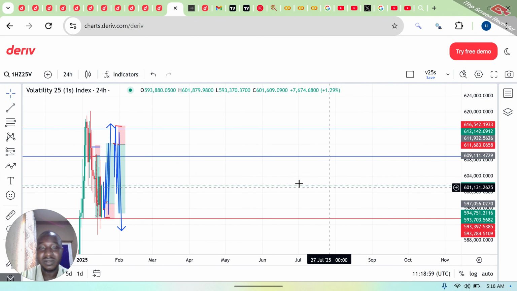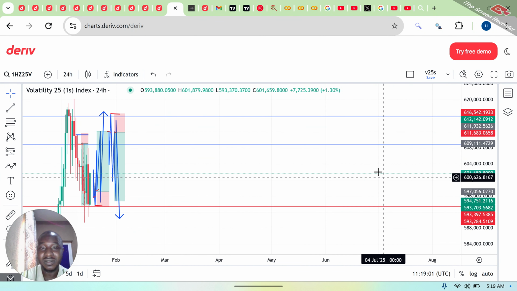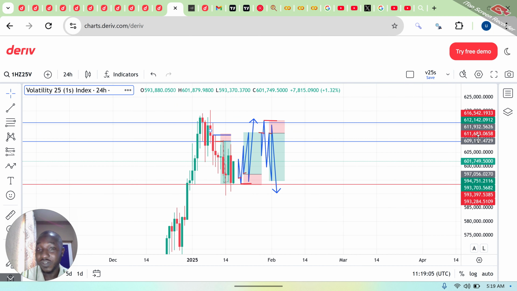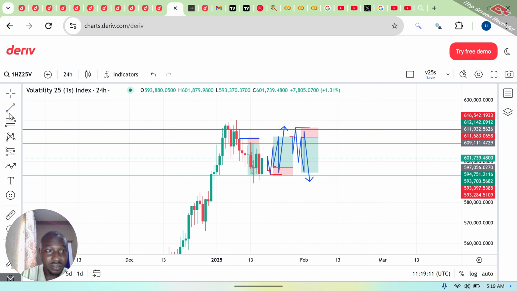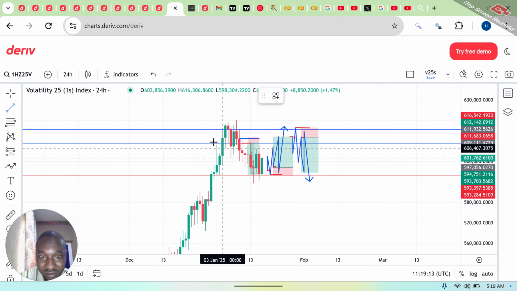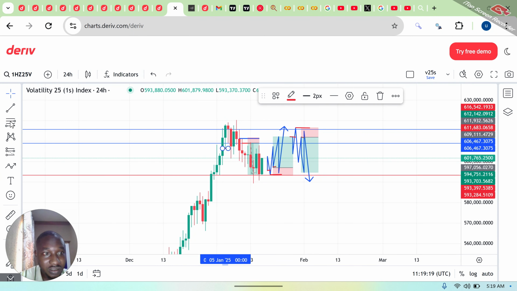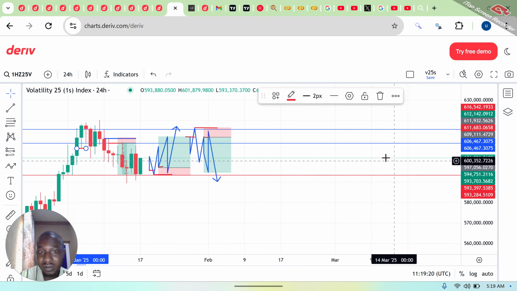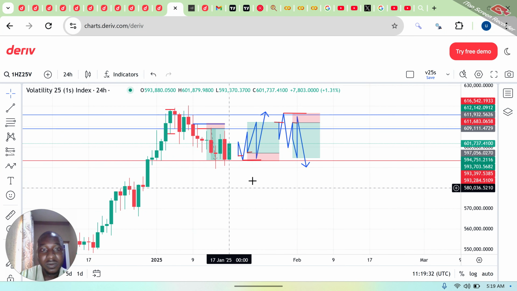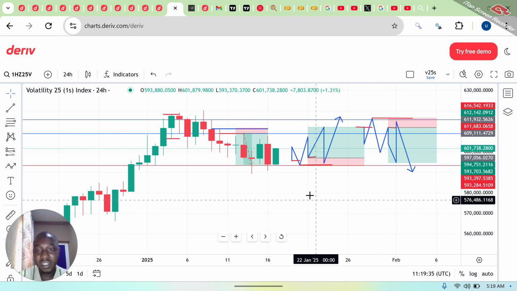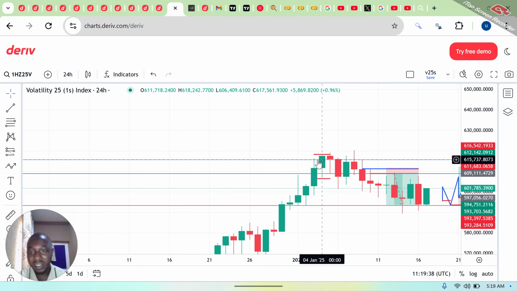So this was it. It was an obvious downtrend. So this was our range. This was our candle range. Let me expand it. This was the range. So you see it, this candle here was our range.